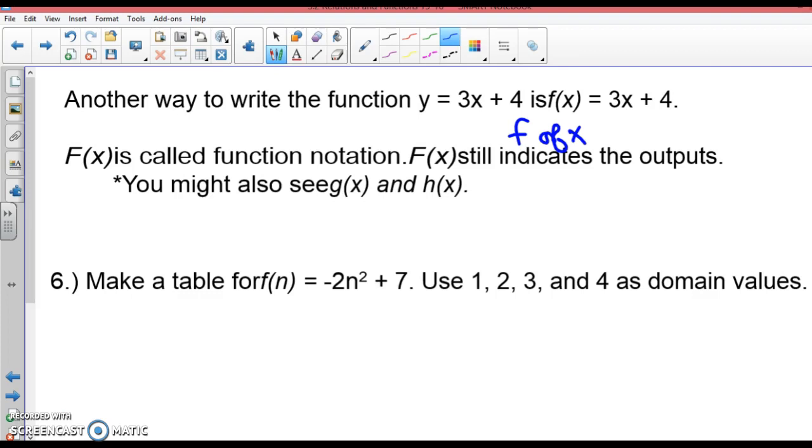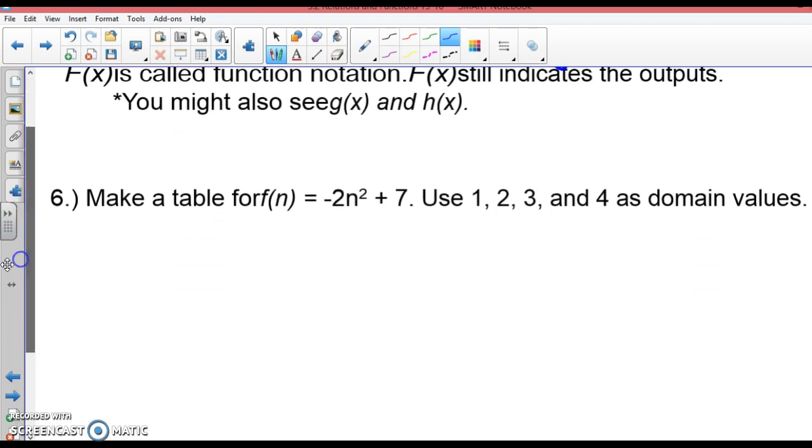Because that's not what it is. It's not times. This is function notation. This is not f times x. It is f of x. It's function notation. All right. Now, watch how easy this is.